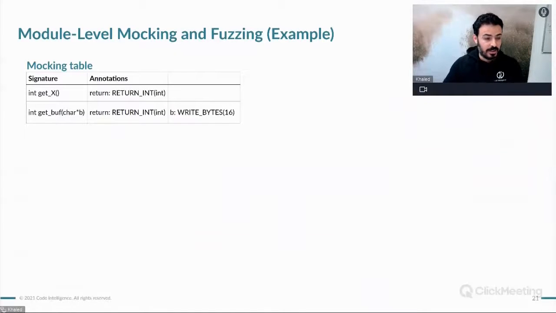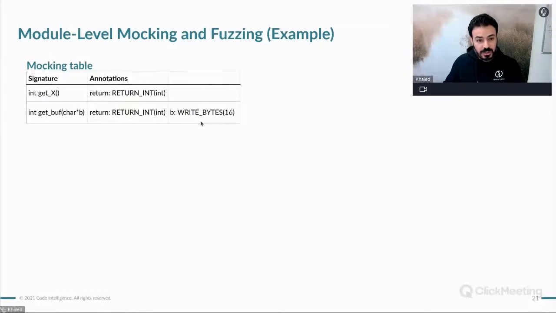Let's have a look at this in more detail. So now we need one table for documenting the mocking, so the function that needs to be mocked. Here assume that we have two functions, get x and get buffer. We say here, with these annotations, that the return value of this function is an integer of type int, because we have integers of different sizes. The same here, and we can dig into the code and see, okay, this char argument here is a buffer and it's 16 bytes, and then we can annotate here with write bytes and the number.